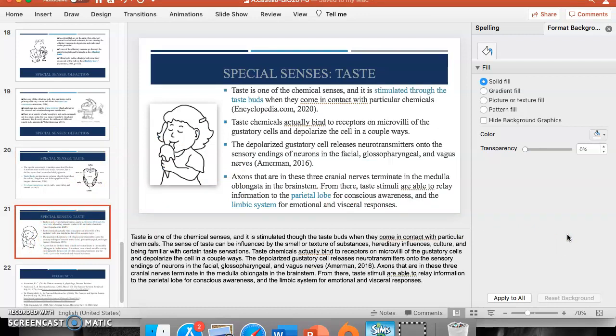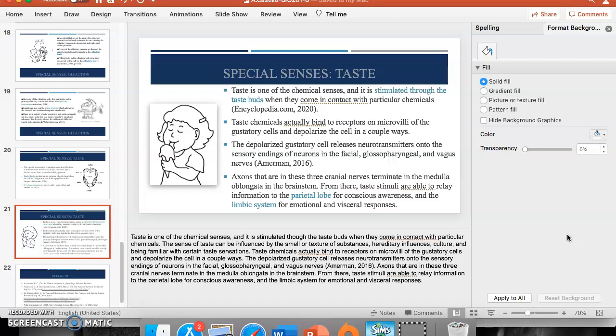Taste is one of the chemical senses, and it is stimulated through the taste buds when they come in contact with these particular chemicals. The sense of taste can be influenced by the smell or texture of these substances, hereditary influences, our culture, and being familiar with certain taste sensations.